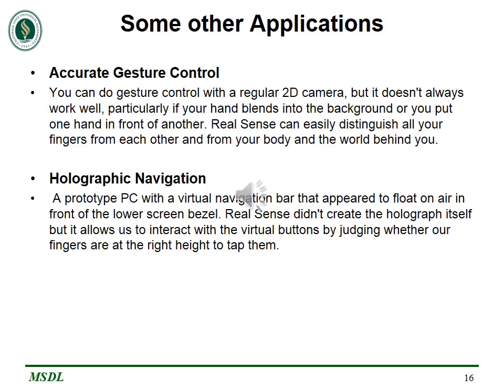Let's discuss some other applications of 3D RealSense technology. Those are accurate gesture control and holographic navigation. Let's discuss accurate gesture control. You can do gesture control with a regular 2D camera, but it does not always work well, particularly if your hands blend into the background or you put one hand in front of another. RealSense can easily distinguish all your fingers from each other and from your body and the world behind you. So that's why you can do accurate gesture control.